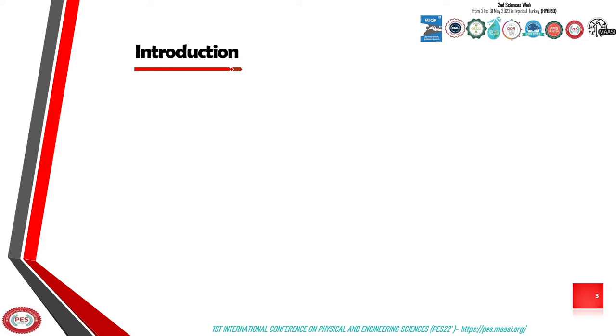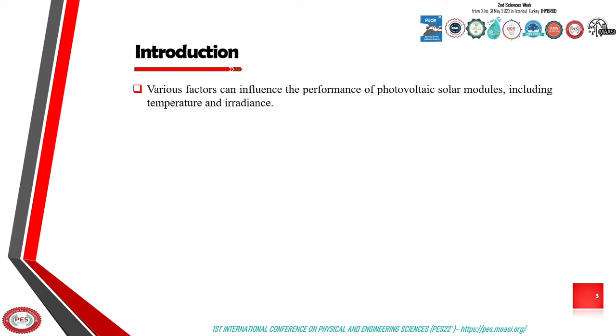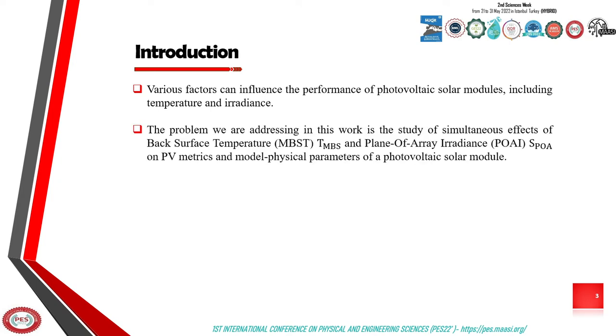Now I'm going to start with the introduction. As you know, various factors can influence the performance of photovoltaic solar modules, including temperature and irradiance. The problem addressed in this work is the study of simultaneous effects of back-surface temperature and plane-of-array irradiance on PV metrics and model physical parameters of photovoltaic solar modules.